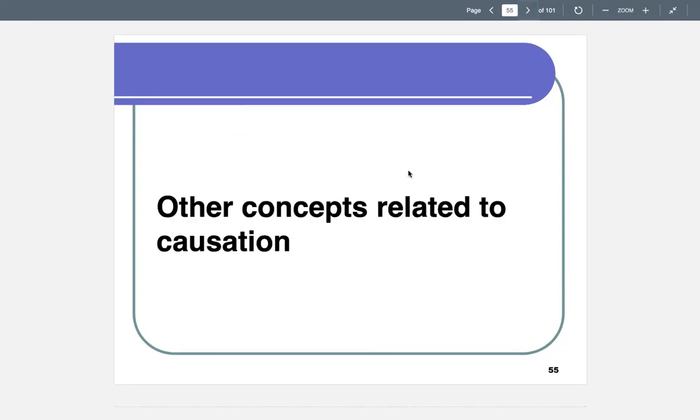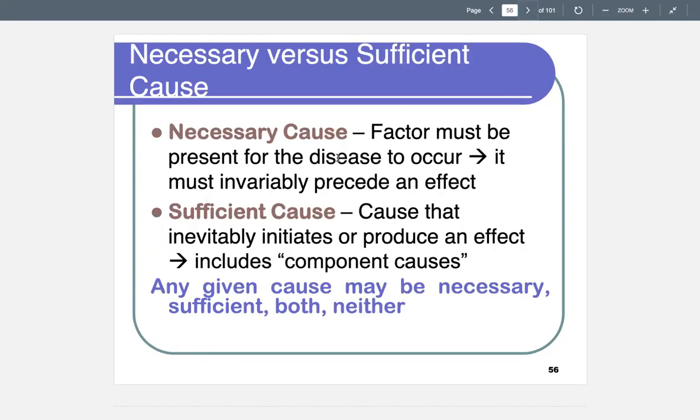Okay, and there are other concepts that is related to the causation. Okay, so there is a necessary versus the sufficient cause. Okay, necessary cause, these are the factor that must be present for the disease to occur, no? It must invariably precede an effect. Ibig sabihin, meron munang kailangan na factor para mag-proceed yung disease. Okay, the factor that must be present for the disease to occur, or for example, class, no, dapat meron munang organism na present in the body para mag-cause ng infections in the body.